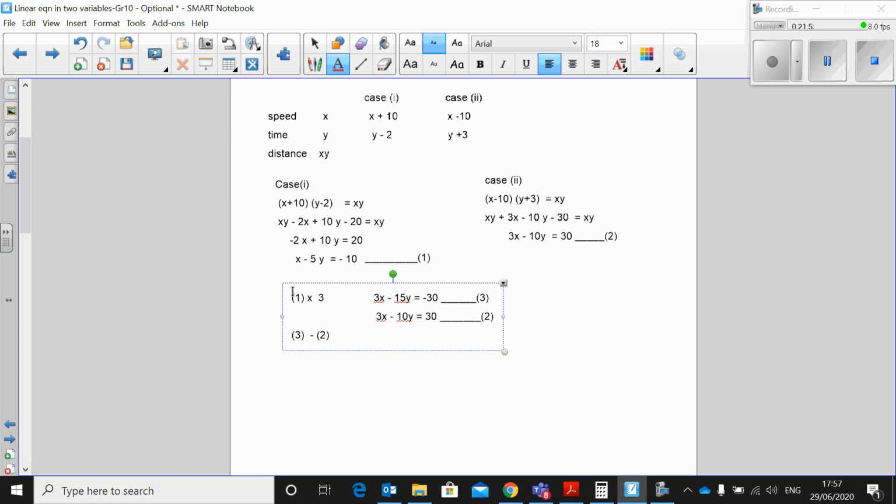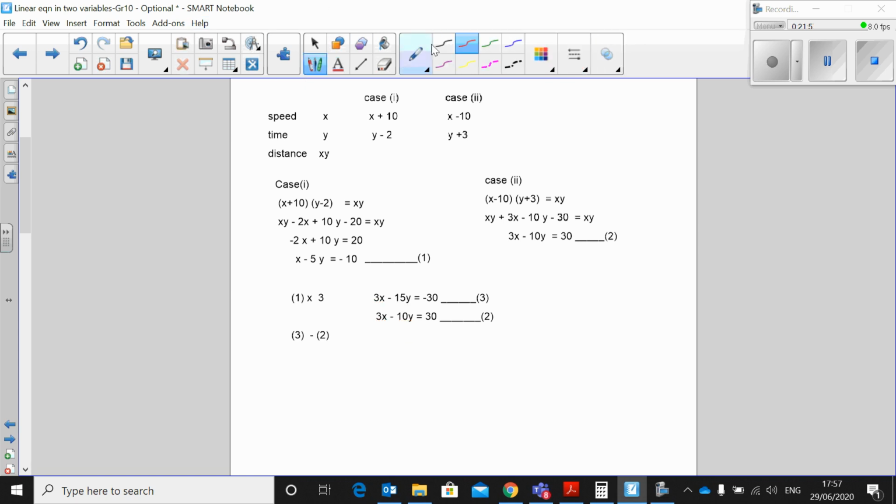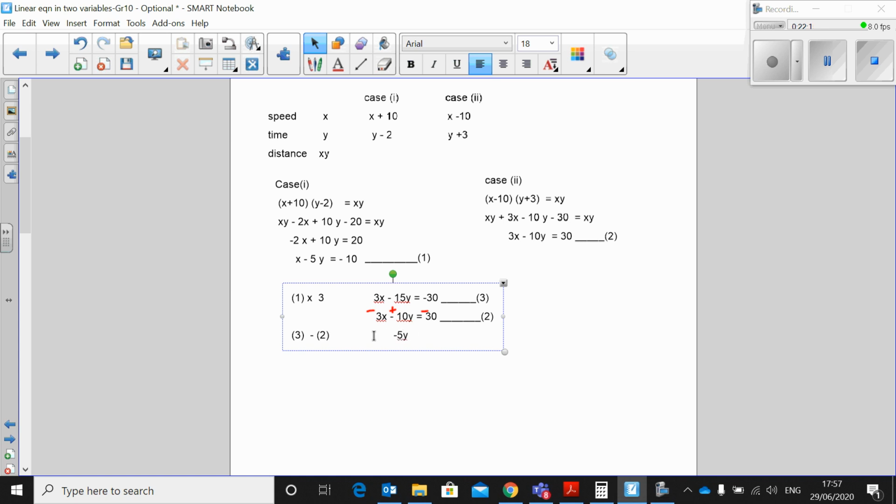So what will happen? Subtraction, change the sign. This has become minus, this has become plus, this has become minus. Now equation 3 minus 2: 3x minus 3x get cancelled. Then minus 5y, which is equal to minus 60. So y is equal to minus 60 by minus 5, which is nothing but y equal to 12.